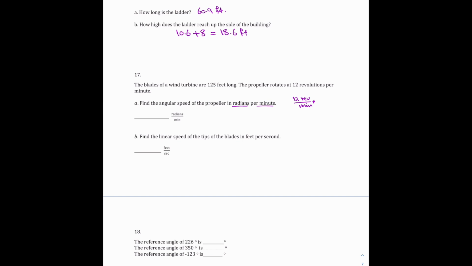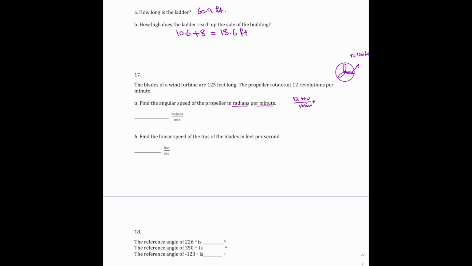So looking at this wind turbine, let me just try to sketch it. It's going to form a circle basically. Let's say here is the center and here are the blades of the wind turbine. They're going to form a circle anyway. The length of the blade, which is the radius, is equal to 125 feet.